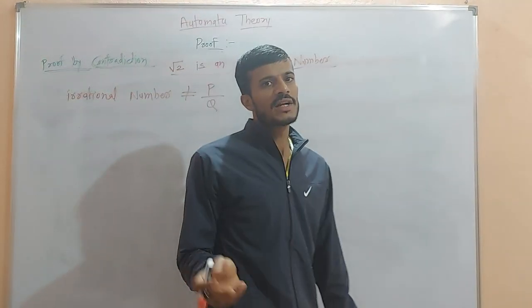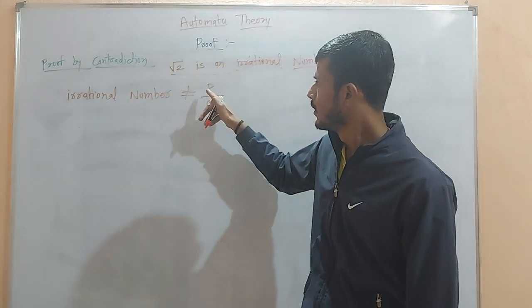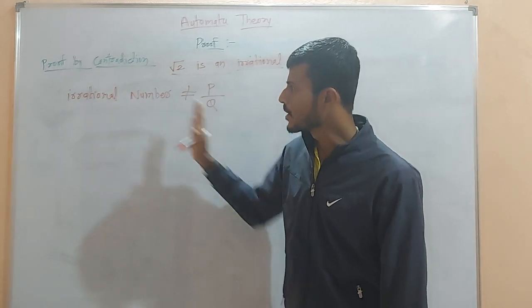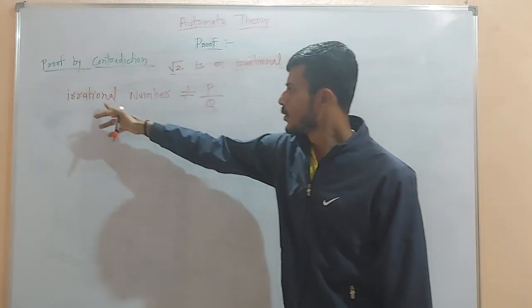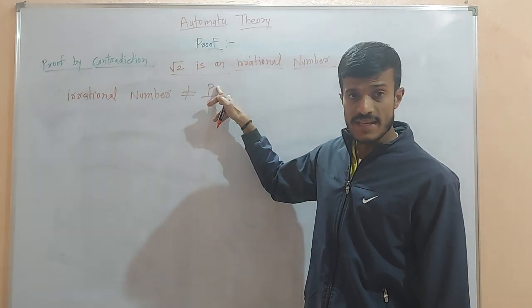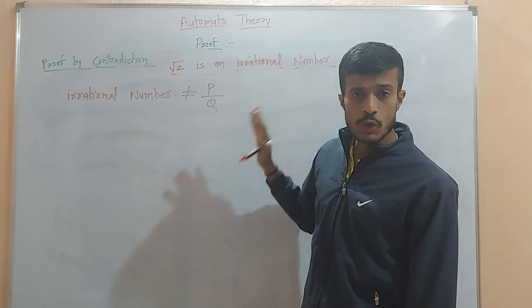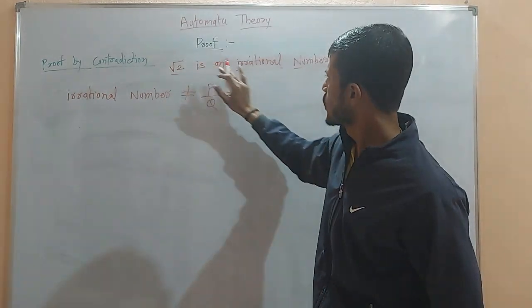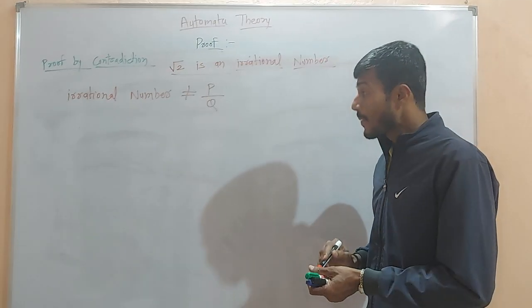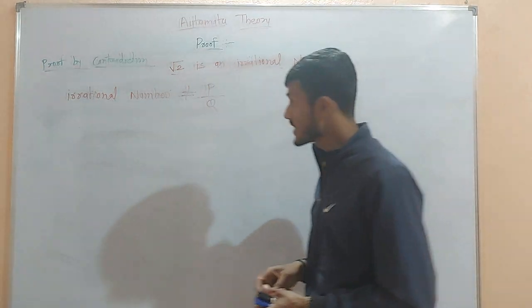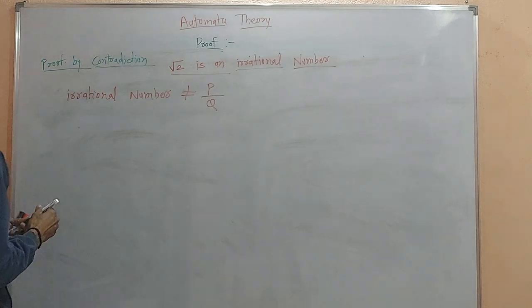The number which does not have a numerator and denominator, that is nothing but the irrational number. You can see an irrational number is not equal to p upon q, where p is the numerator and q is the denominator. So basically we know that root 2 is an irrational number, but by using the construction method we have to solve that. Okay, so let us see here how to solve this.